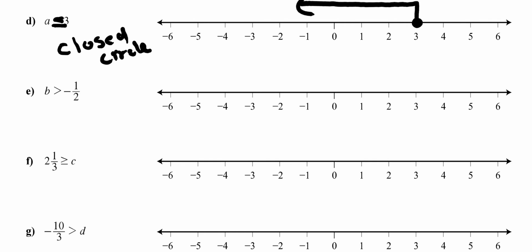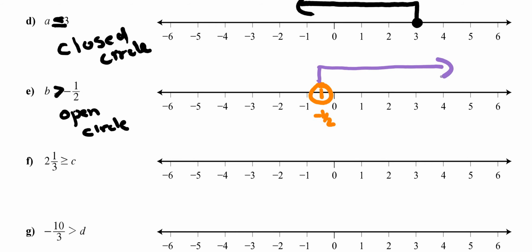For letter E, B is greater than -1/2. Well, since it's greater than, this is an open circle. Now locate -1/2 on the number line. So -1/2, it's about right. Sorry, it's about right here. So let's just put a -1/2, and we'll put an open circle there, and that means we just shade everything to the right-hand side of -1/2.